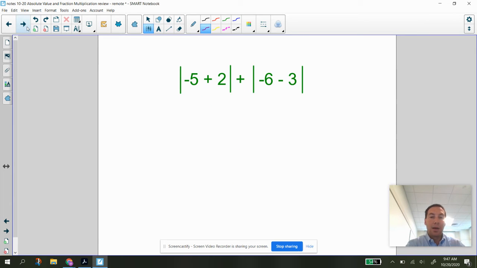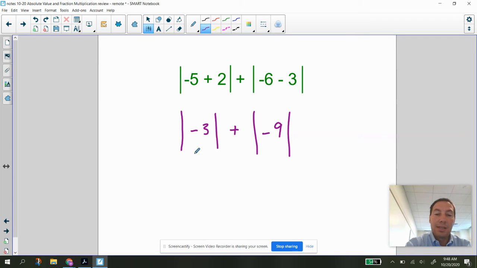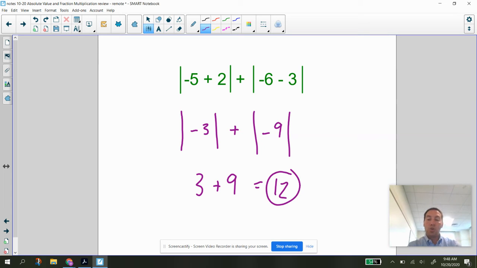So let's do one more together. We do what's inside the absolute values first. You're treating those like parentheses, so that comes first. Absolute value of negative 5 plus 2, that's negative 3, and we're adding that. Absolute value of negative 6 minus 3, that's going to be negative 9. Now we're actually going to deal with our absolute values. The distance of negative 3 from 0 is just 3. Absolute value of negative 9 is 9. Add those up, and you get your answer of 12.